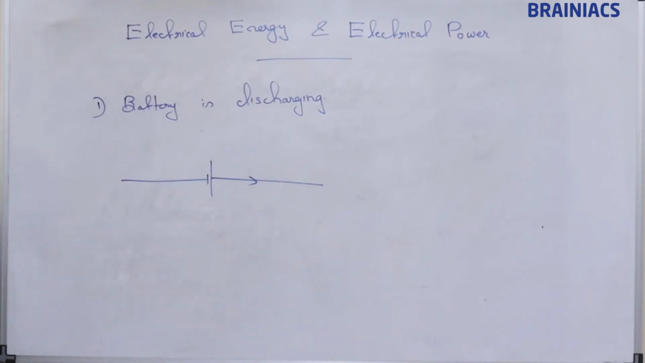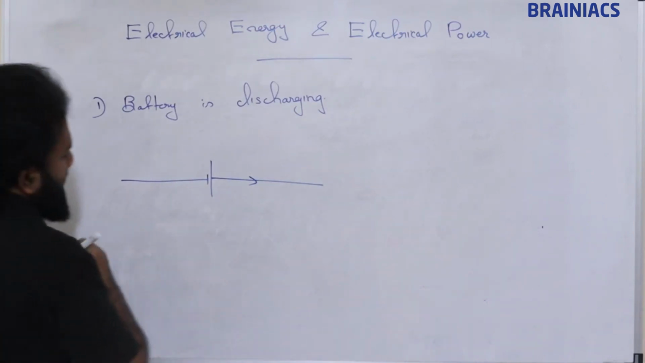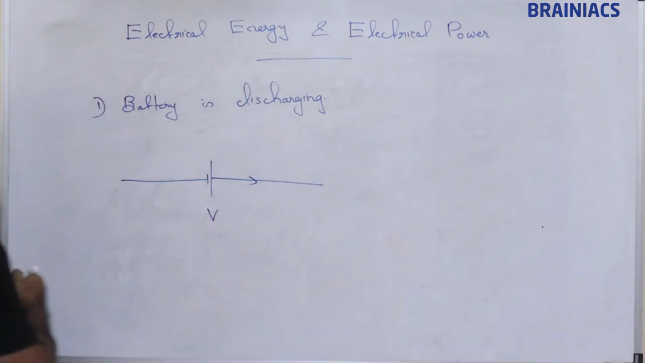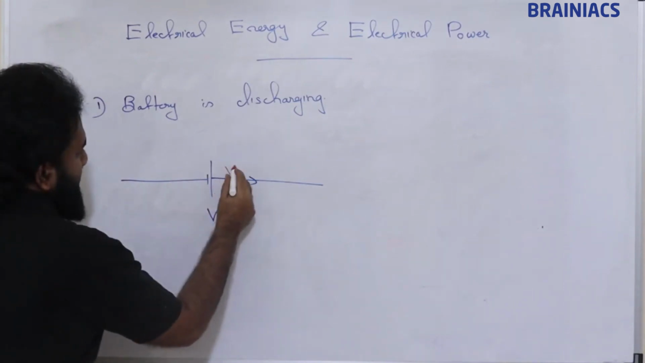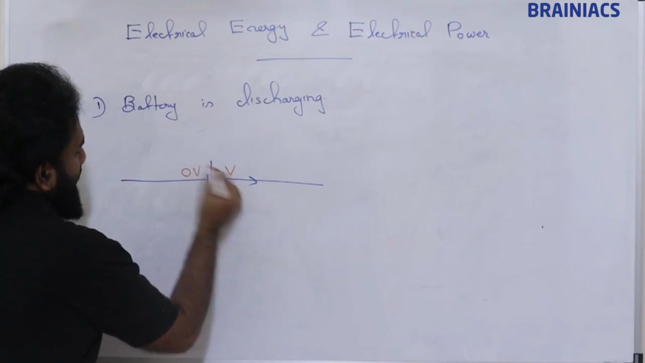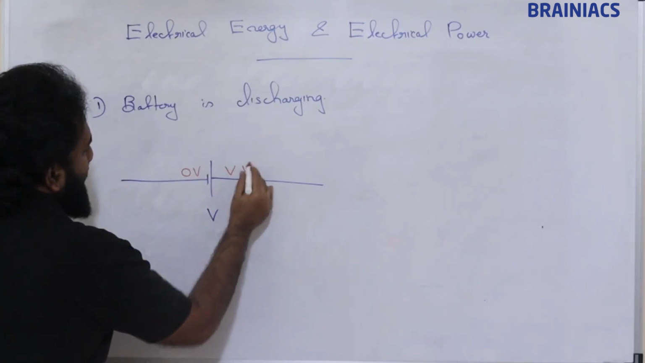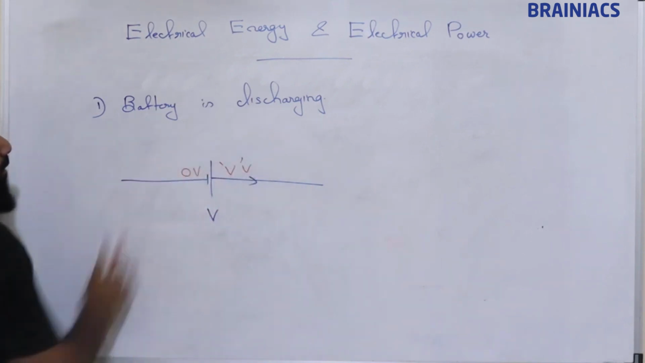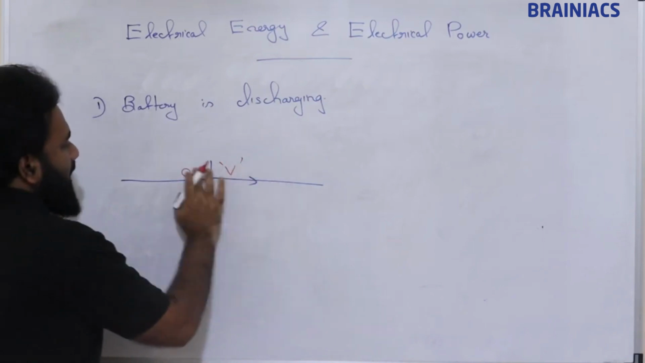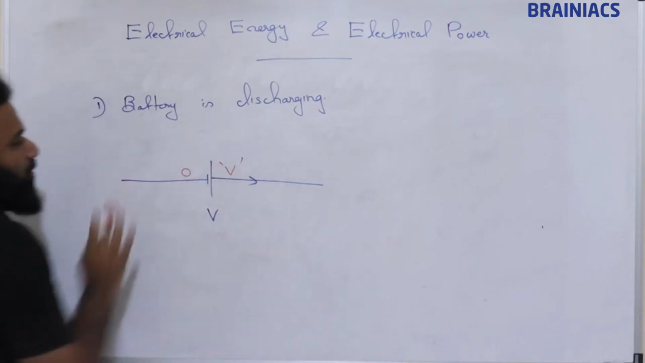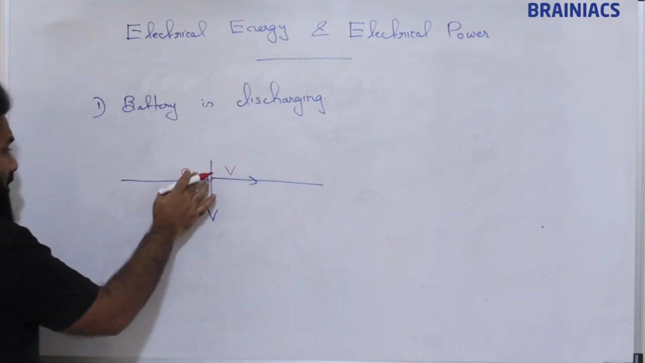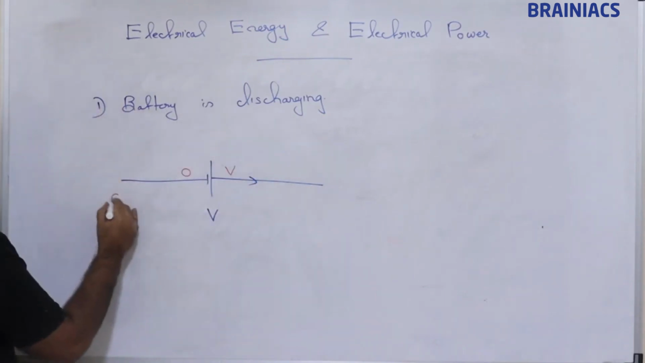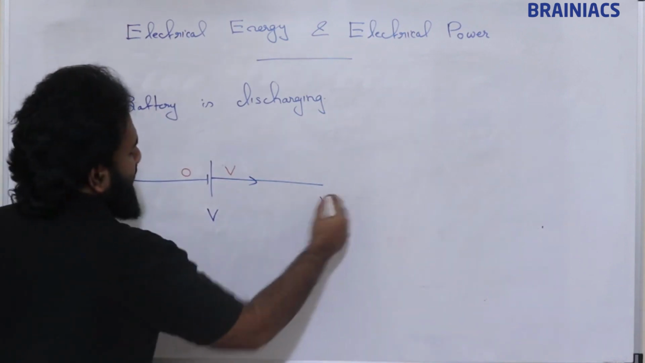Suppose the voltage of this battery is V. This is nothing but potential difference. So can we say this is V volt and this is 0 volt? Suppose the voltage difference is V, then this is V volt, this is 0 volt. I'm just removing the unit, writing V and 0. So it is understandable, right? 0 volt and V volt. So can I write here 0 and here V?